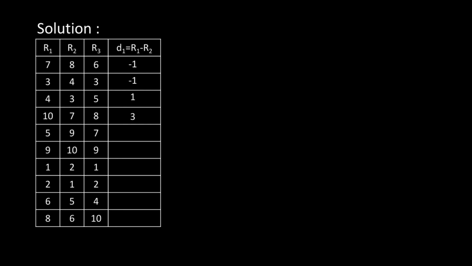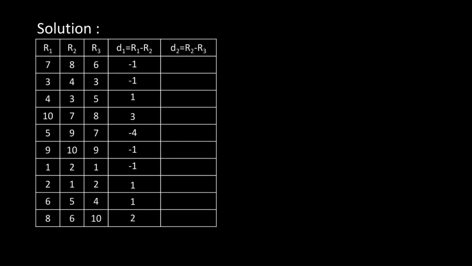5 minus 9 will get here minus 4. 9 minus 10 will get here minus 1. 1 minus 2 will get here minus 1. 2 minus 1 will get here 1. 6 minus 5 will get here 1. 8 minus 6 will get here 2. So this is about D1. Now you have to move for D2.